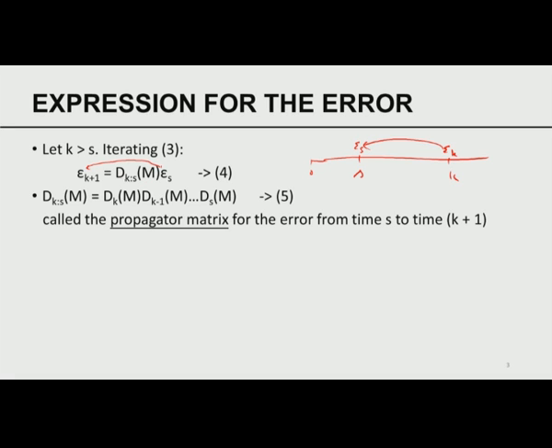D of k colon s of M is simply the product of the Jacobians evaluated along the trajectory from time s to time k. This matrix has a special name. It is called a propagator matrix. What does it do? It tries to relate the errors between two different instances in time. The propagator matrix is simply a product of the Jacobians.